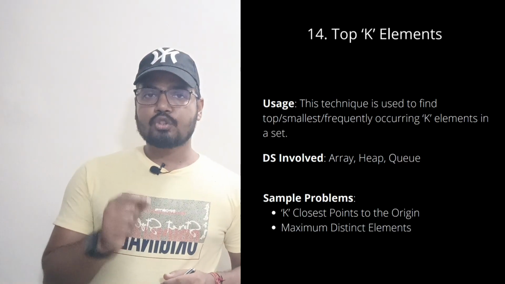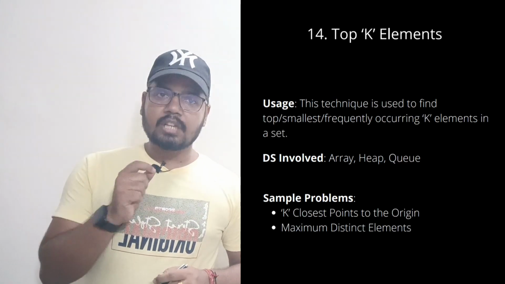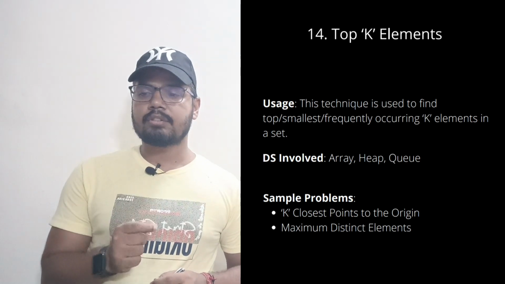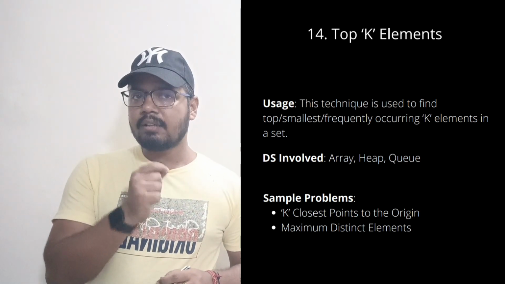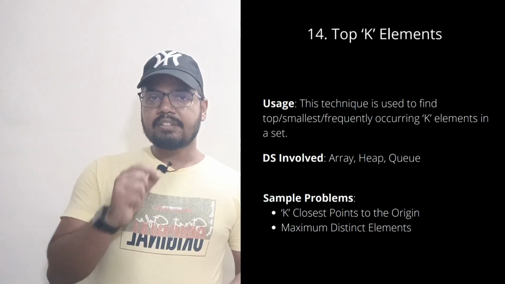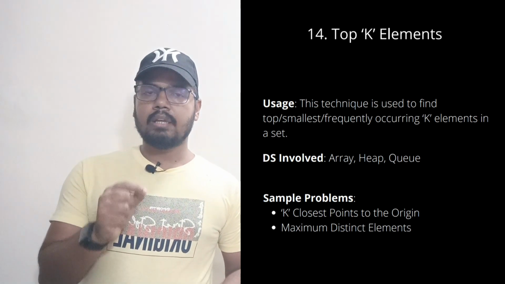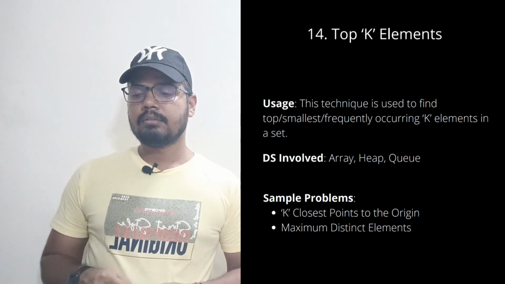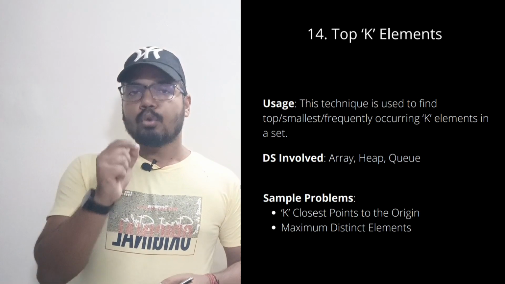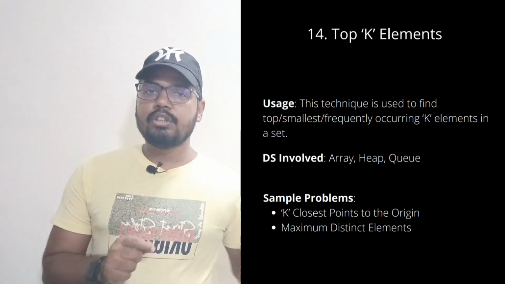The next technique is top k elements. This technique is used to find out the top or smallest or frequently occurring k elements in a set. The DS involved in this technique is array, heap or queue. The simple example is find out the maximum distinct number, k closest points to the origin, etc.